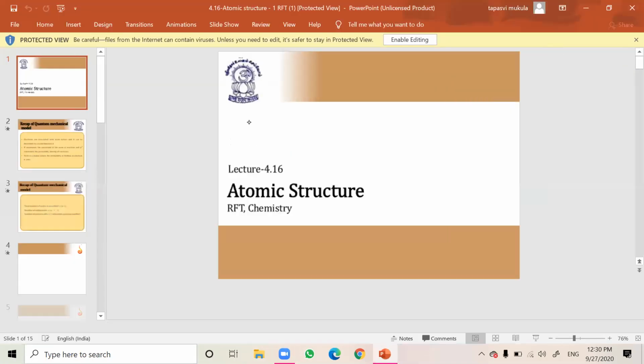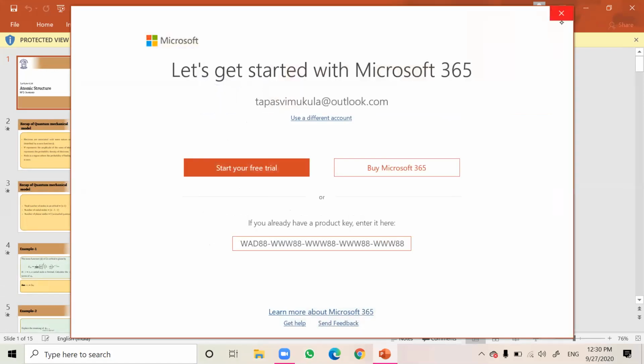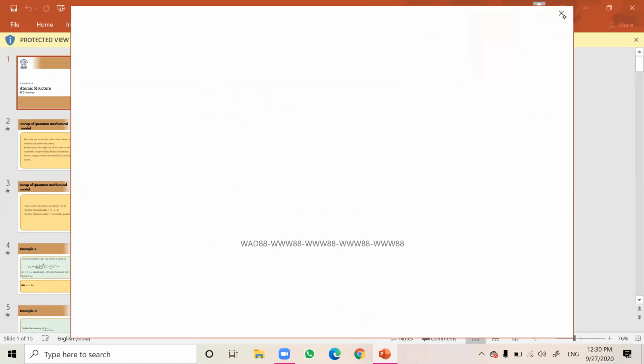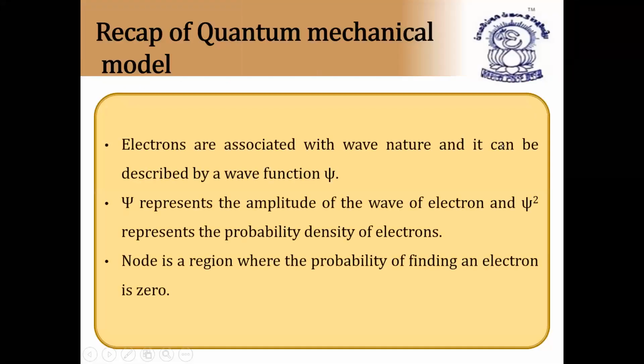Next topic in this chapter. Electronic configuration is important. You'll definitely get questions from electronic configuration. What type of questions you'll get, we'll also see. So now, a recap of the quantum mechanical model.